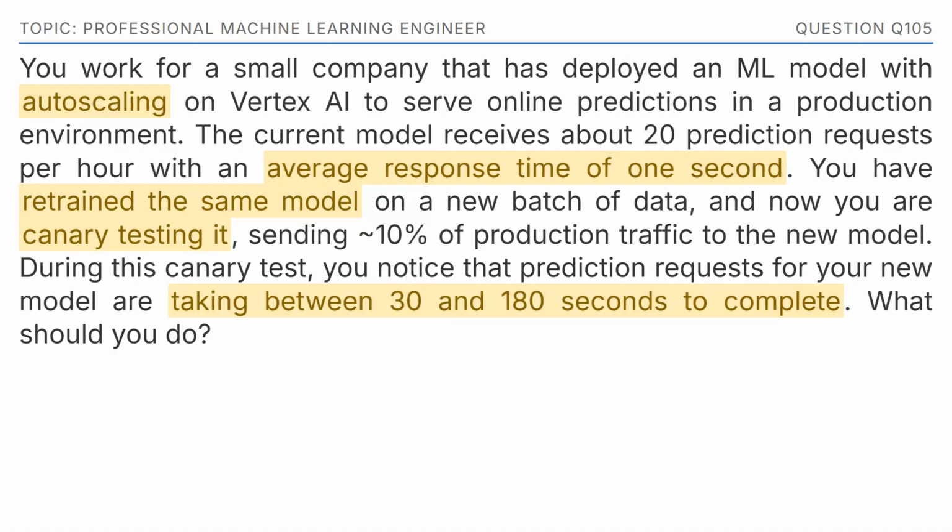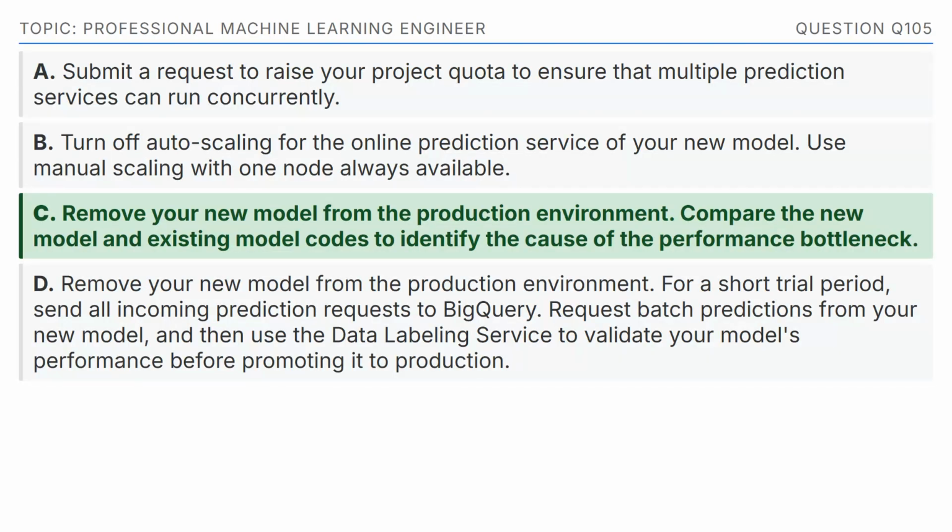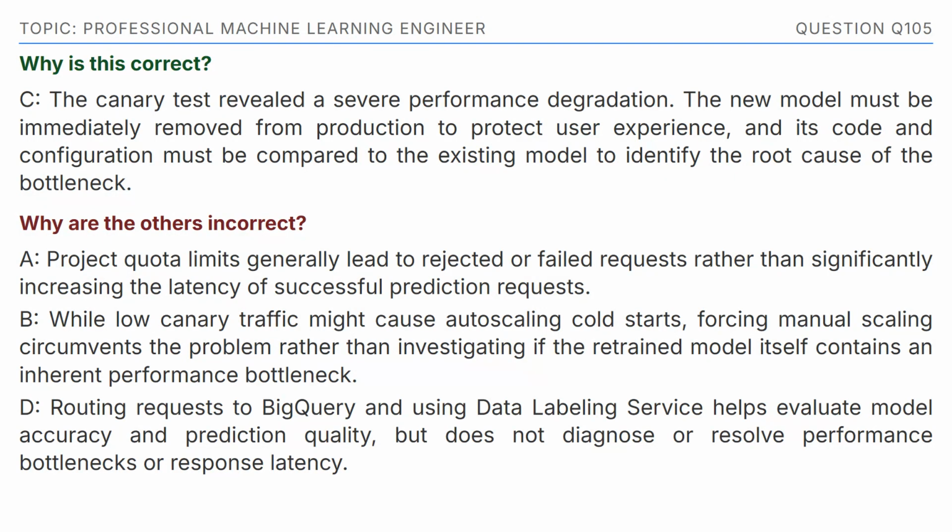To arrive at the correct answer, we focus on the keywords: autoscaling, average response time of 1 second, retrained the same model, canary testing it, taking between 30 and 180 seconds to complete. The correct answer is option C. Remove your new model from the production environment. Compare the new model and existing model codes to identify the cause of the performance bottleneck. Why is this correct?